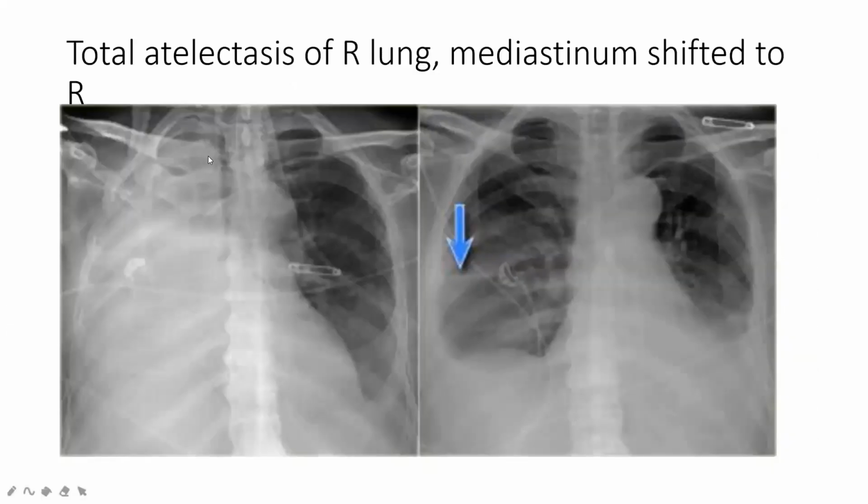Now this is a picture of the total atelectasis of the right lung. As you can see, there is complete whiting out of the right lung. And the thing that would point towards it is that the mediastinum and the trachea is deviated towards it. In this case, you can see that's the trachea here. So that would point towards a lung collapse rather than anything else.